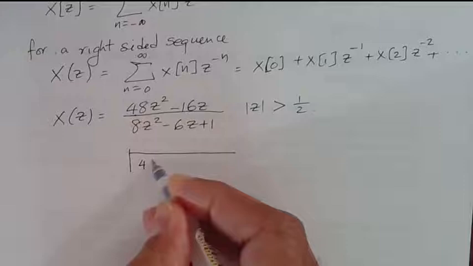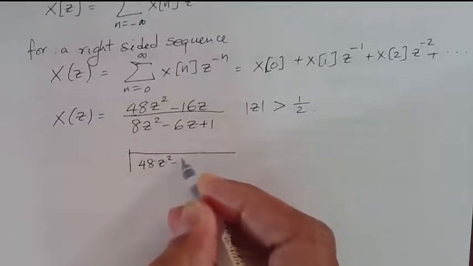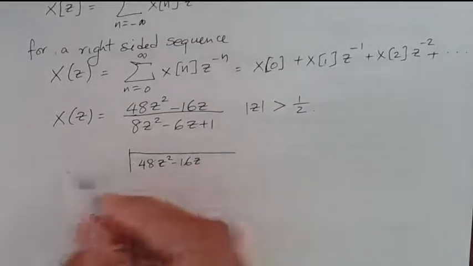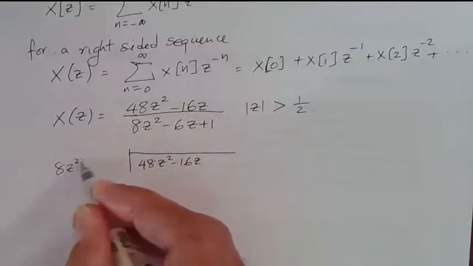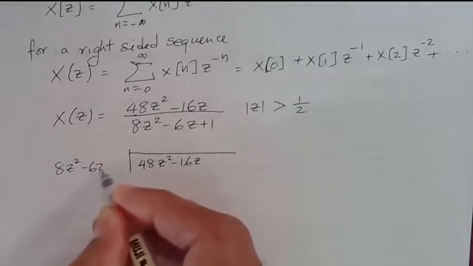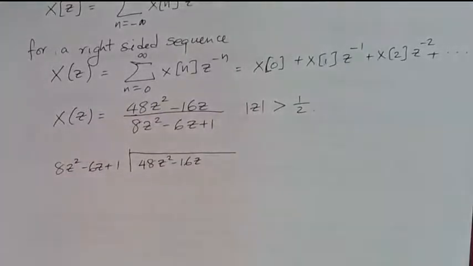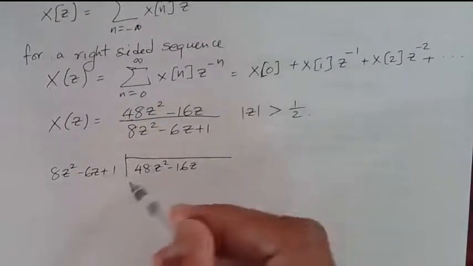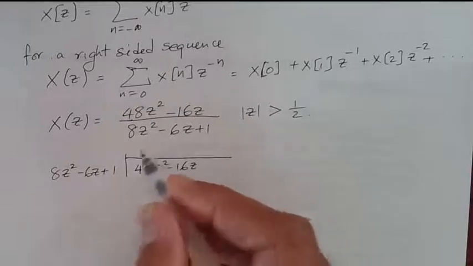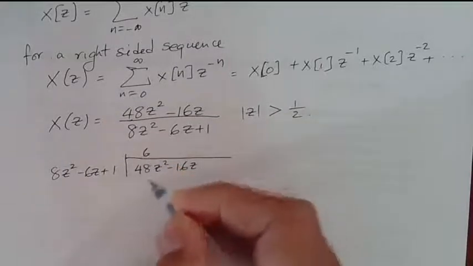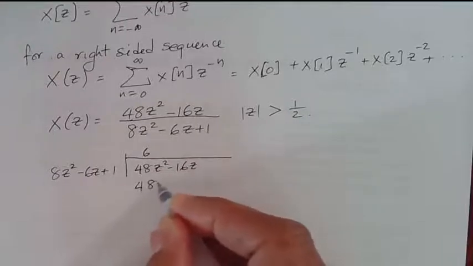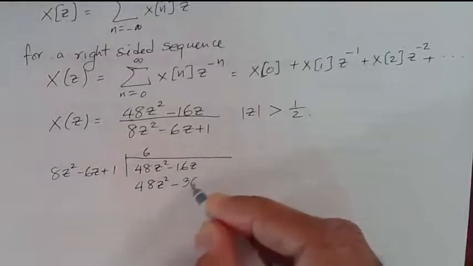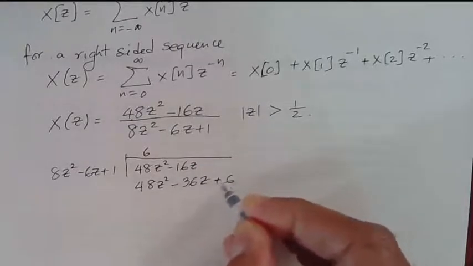So this is 48z squared minus 16z, so that's this part. And then the divisor is here, so this is 8z squared minus 6z plus 1. Right? So now if I do the division, 8 times 6 is 48, so I'll get 6. That'll give me 48z squared minus 6 times 6, which is 36, minus 36z plus 6.